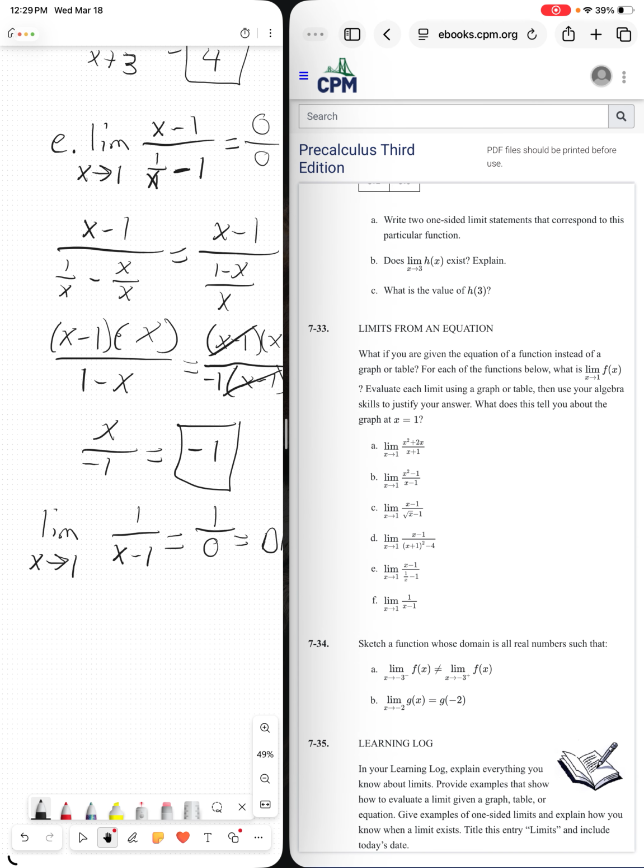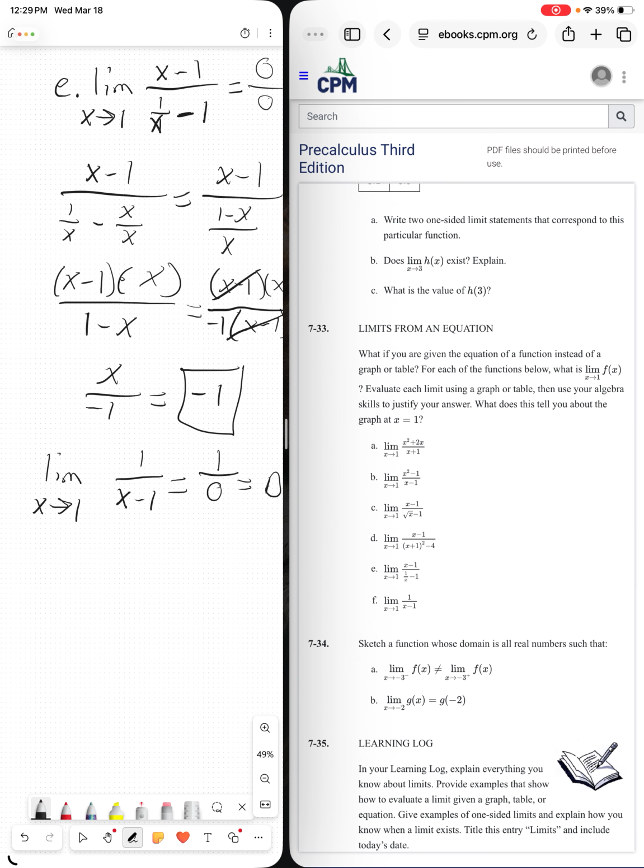Okay, I'm going to leave 34 as a challenge for you. So take this and see if you can determine those based on what we now know about limits.